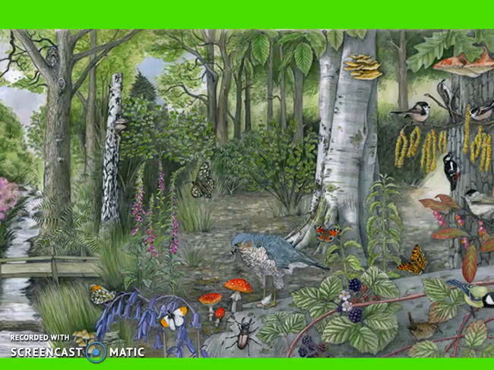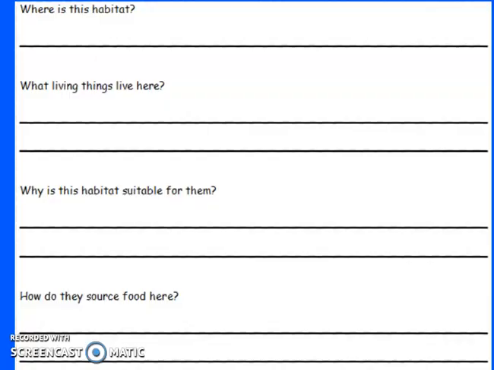Here we've got a picture of a habitat. What can you see? Have a few minutes really zooming in and having a look at the living things. What plants can you see? What animals can you see? Today in your activity, you're going to get a picture similar to this of a different type of habitat, and I'm going to ask you some questions on it. Let's have a look at this one together to model an example.